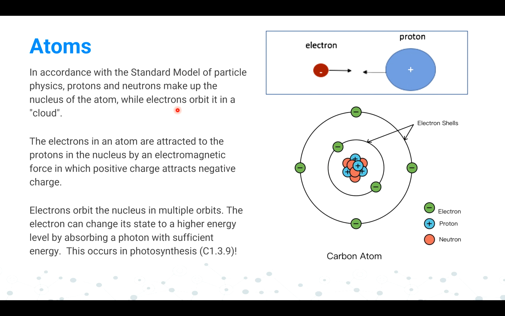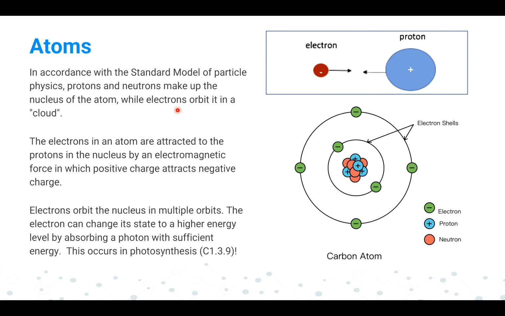according to the standard model of particle physics, we know that protons and neutrons make up the nucleus and electrons are revolving. I just concluded this point. The electrons in an atom are attracted to the protons in the nucleus by an electromagnetic force between the nucleus and the electron which is revolving around the atom. So that means positive charge is attracting the negative charge. That's the idea.